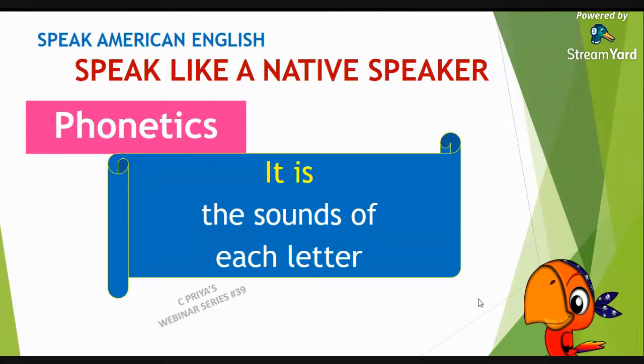We shall see the definition for phonetics. Phonetics is the sounds of each letter. Phonetics deals with the sounds of each letter and each word.